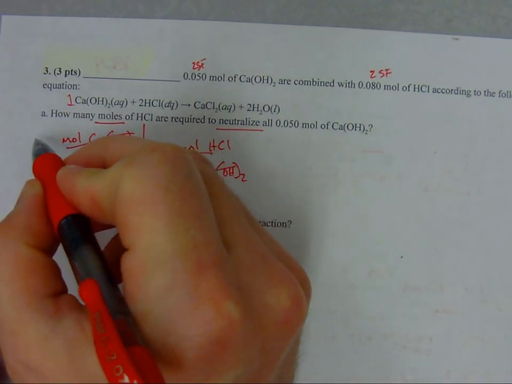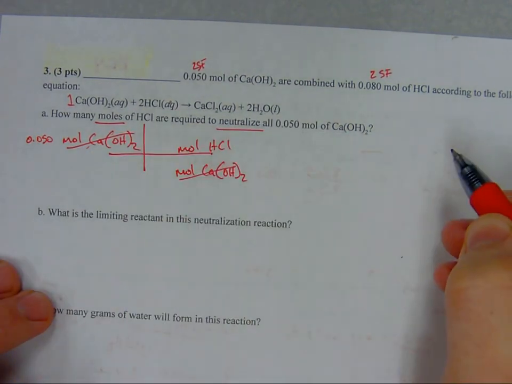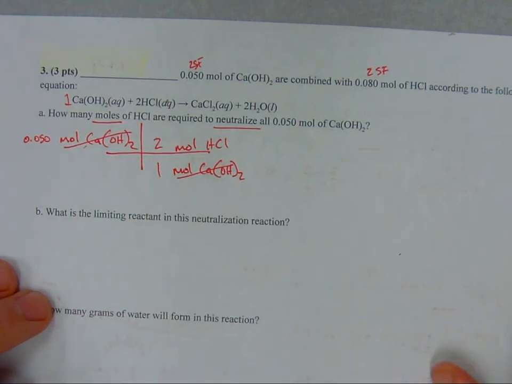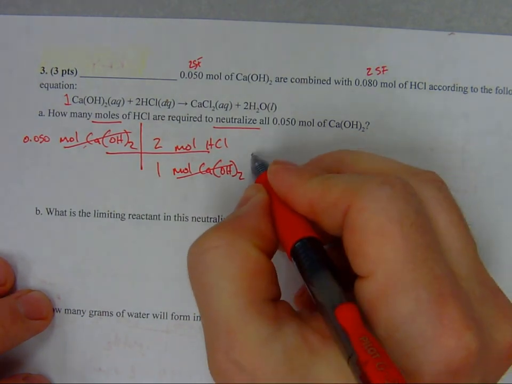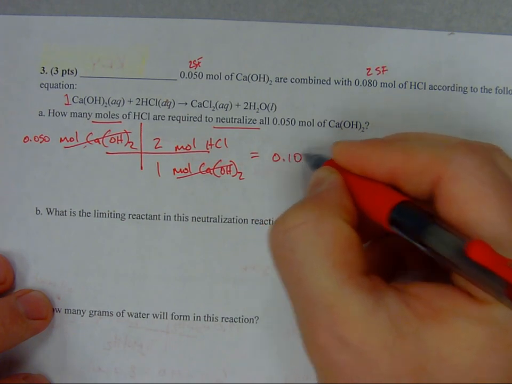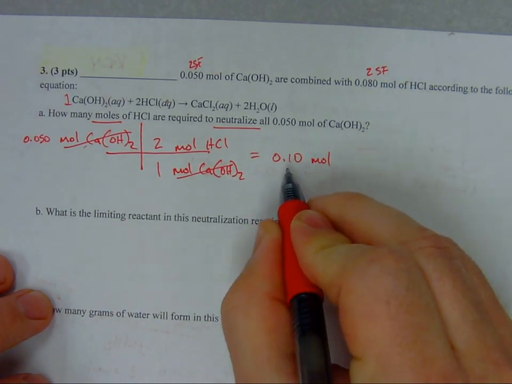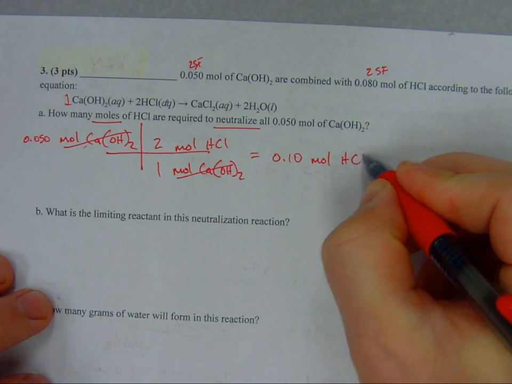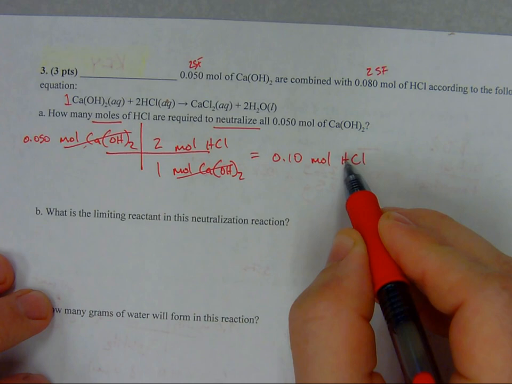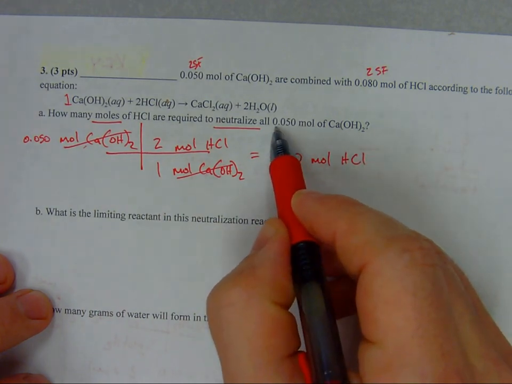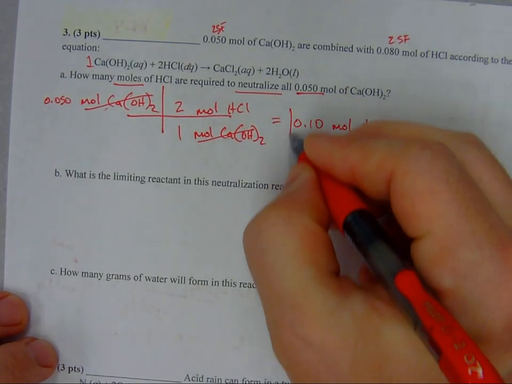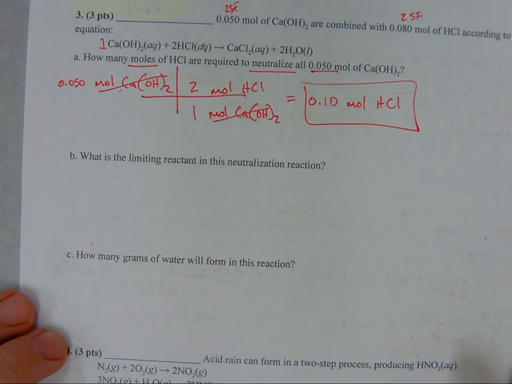Plug in some numbers. We start with 0.050 moles. We have 2 moles of HCl for every 1 mole of calcium hydroxide. And we see that, again, you can either do this in your head or bust out a calculator if you are so inclined. Again, 2 significant figures. You need 0.10 moles of HCl in order to completely react with this given amount. Okay, so box that out. Make sure we do that.